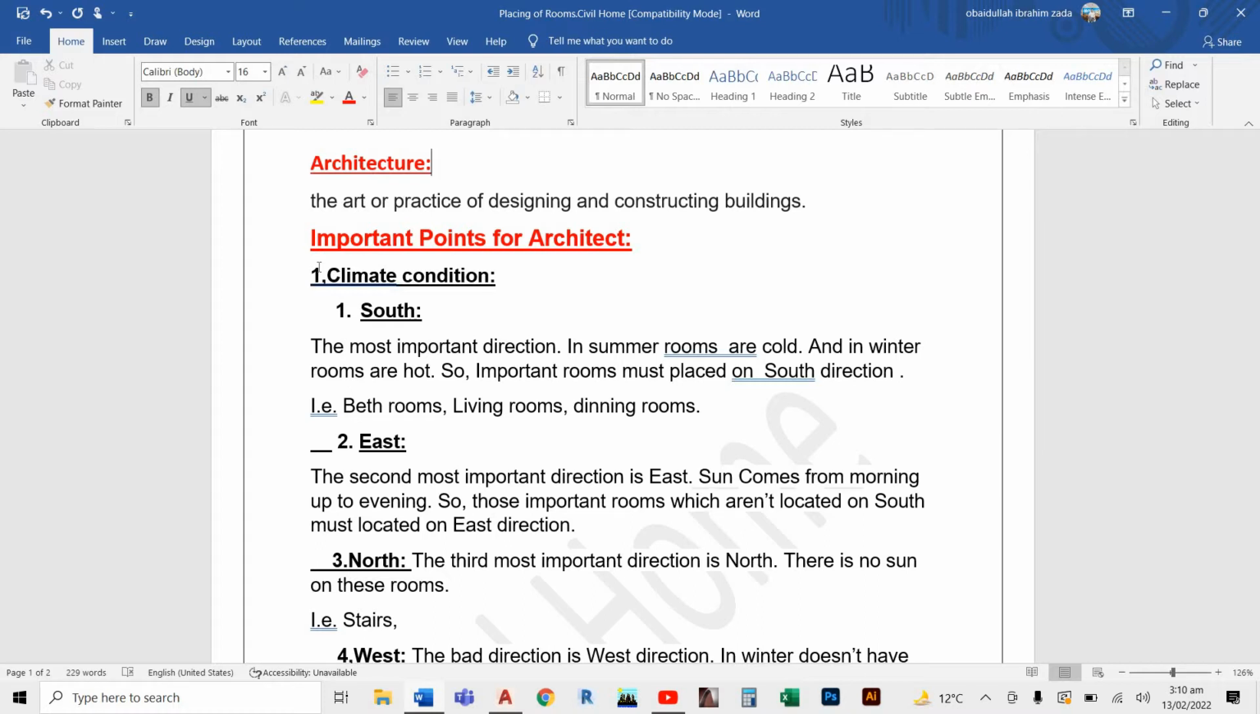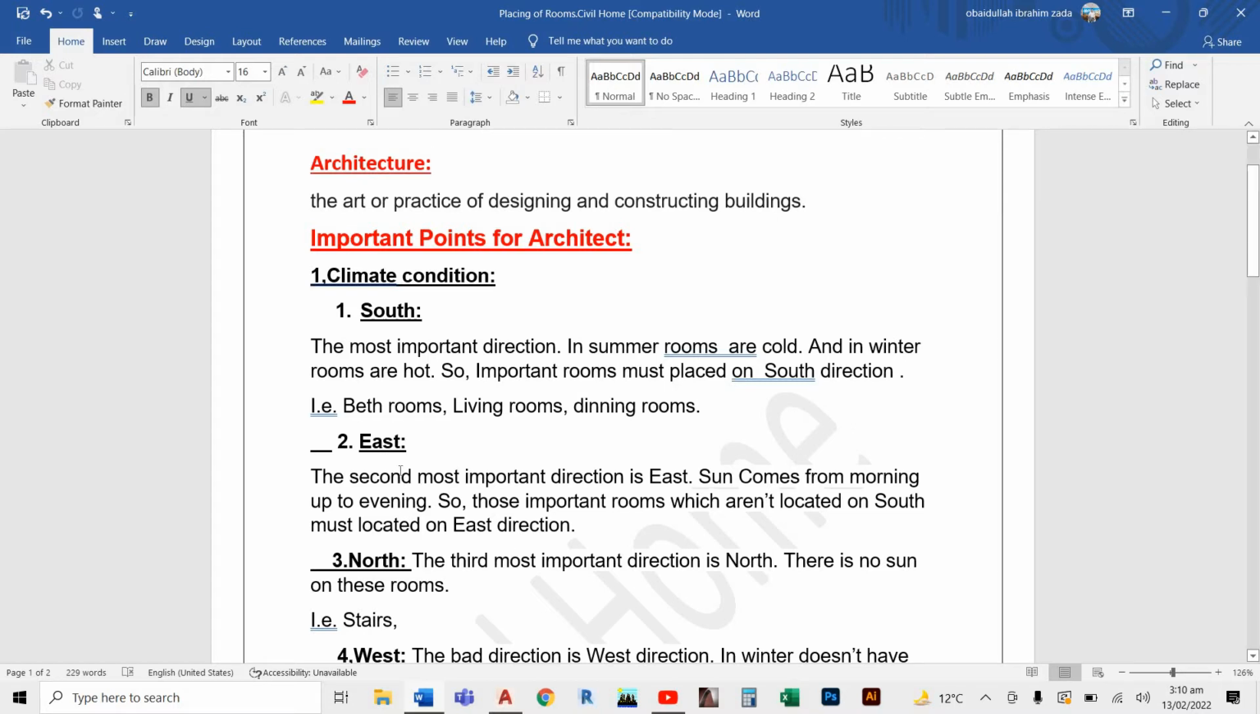Why should we place these rooms in the south? Because in the south, in summer, rooms are cool, but in winter, rooms are warm. So important rooms must be placed on the south. The sun comes in winter, and these rooms don't get much sun in summer. Because of this, we should place the important rooms in the south.